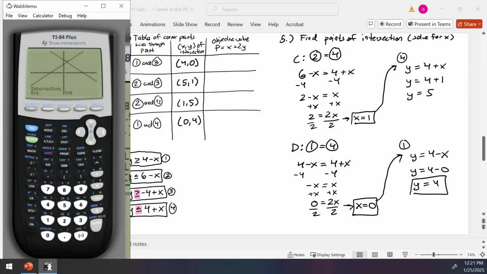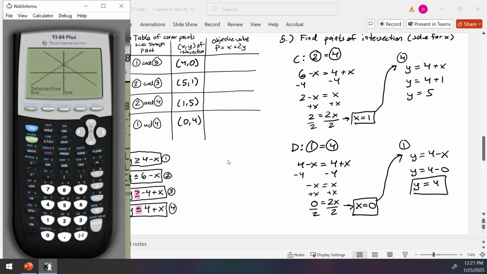guess, 1, 5. We have that right there. And then just for the sake of completion, let's do 1 and 4. So turn on 1, turn off 2, second calc, intersect. There it is. Second trace, intersect, enter, guess. There it is. 0 and 4, which is all of the ones that we got.